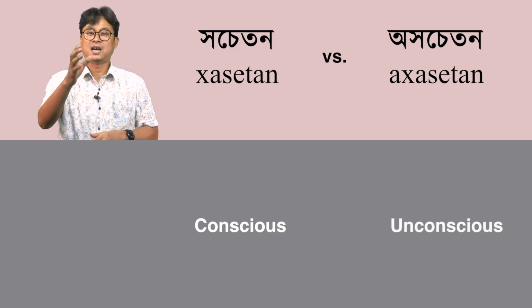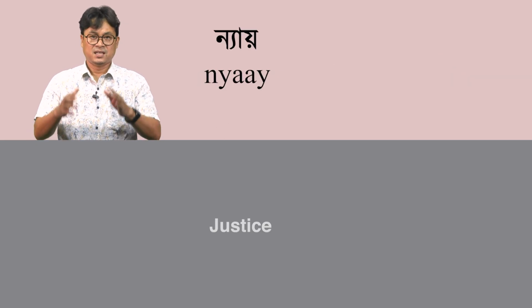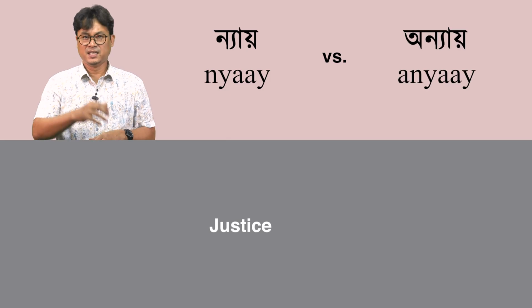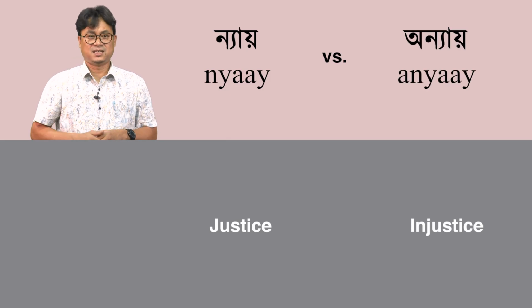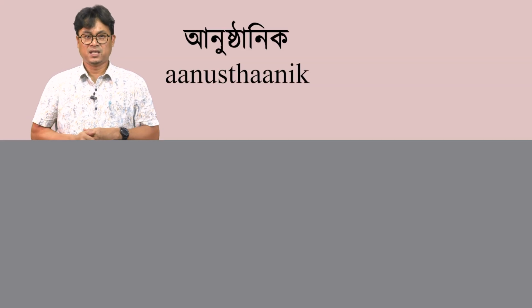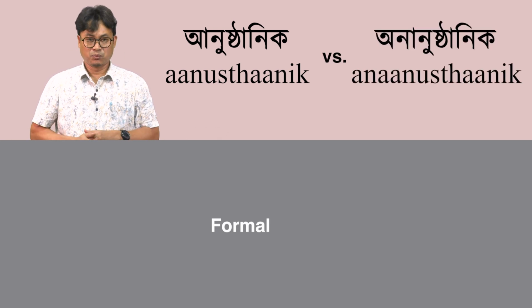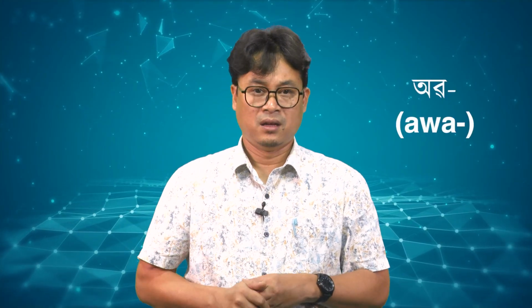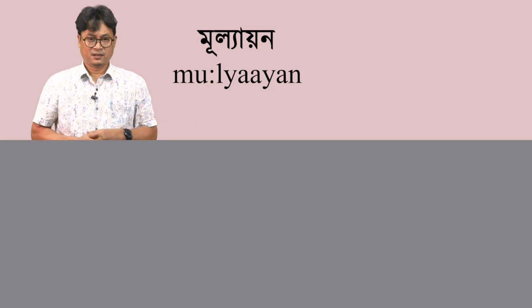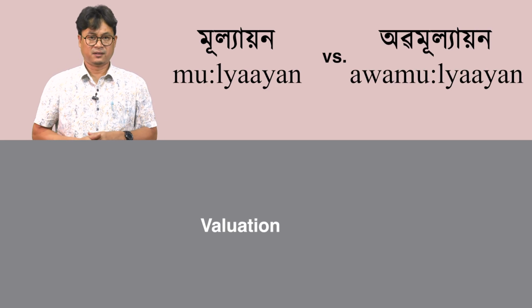Hoseton means conscious versus ahoseton. Ahoseton means unconscious. And nyai means justice versus onyai. Onyai means injustice. Another prefix is on, as in anustanik. Anustanik means formal versus onanustanik. Onanustanik means informal. Another productive prefix is obo, as in mullayan. Mullayan means valuation versus obomullayan.